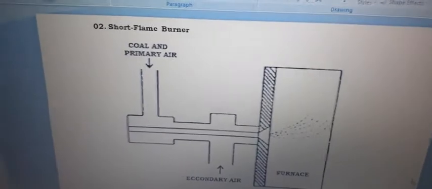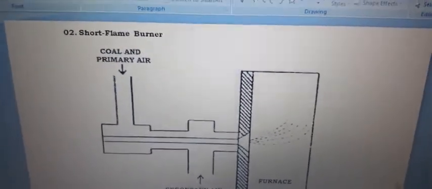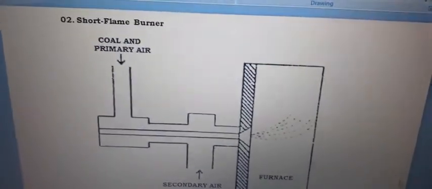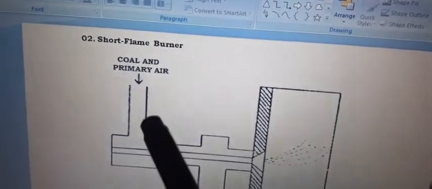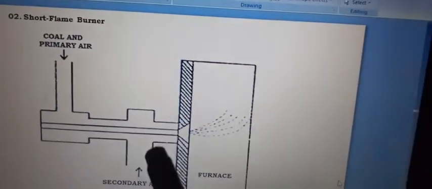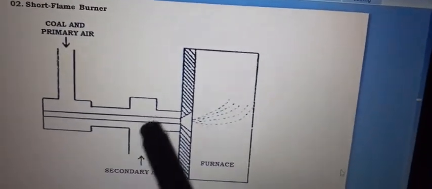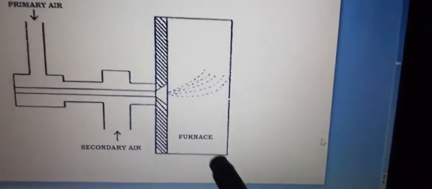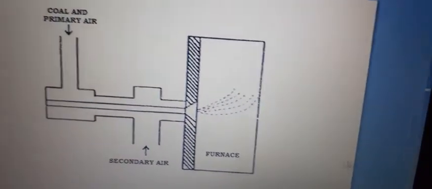below. The second one is the short flame burner. In this, coal and primary air are fed, and then this is the secondary air, and it enters into the furnace and forms ash.